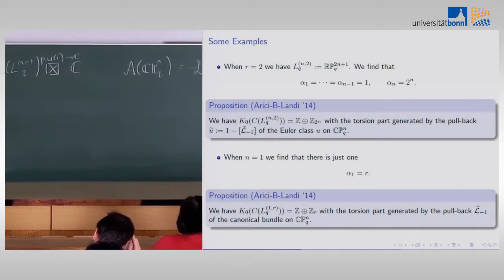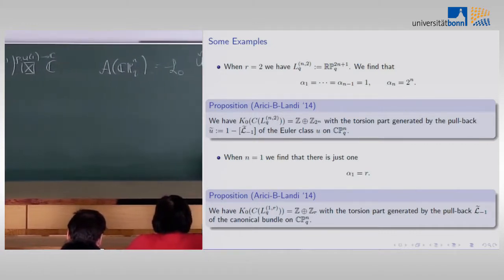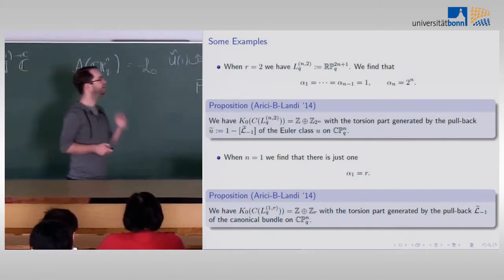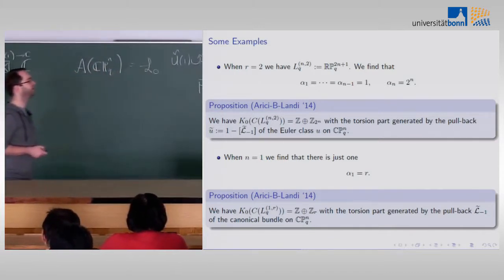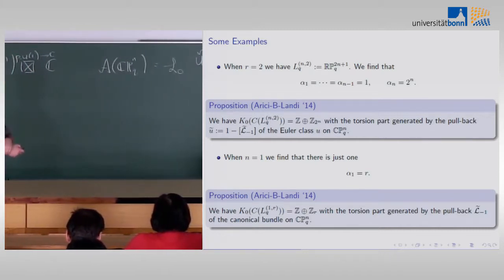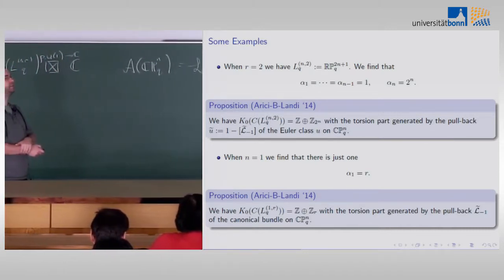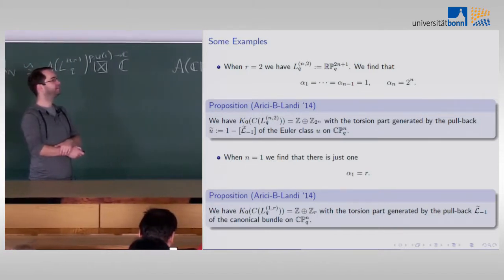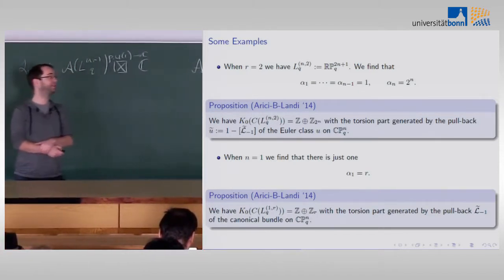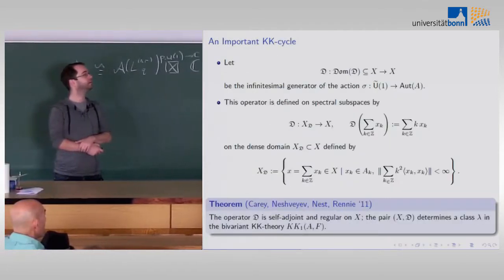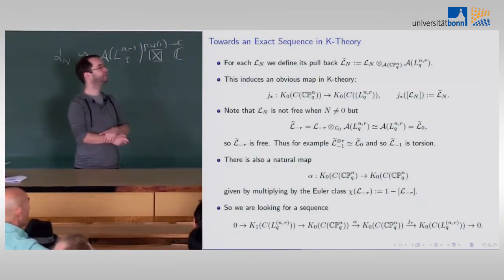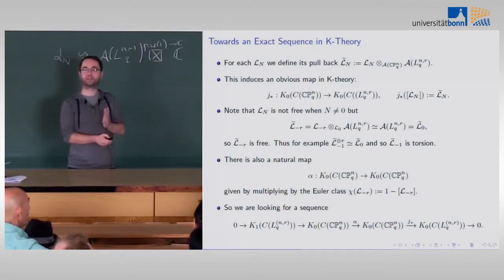Whereas if n equals 1, so this is the lens space 1r, then there's only one alpha to compute. It's equal to r. You have to compute it, but that's what you find. So then the K-theory is again generated by the trivial class plus the torsion part of order r. And this is generated by the pullback of the canonical bundle, and we've already seen that computation. That was Johnny's original observation. In this language, it's easy to see.